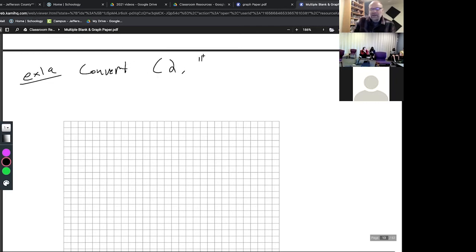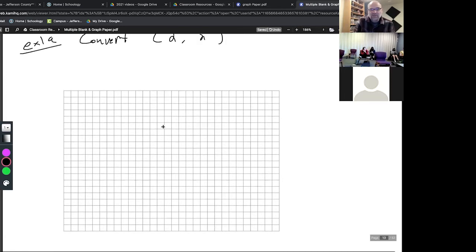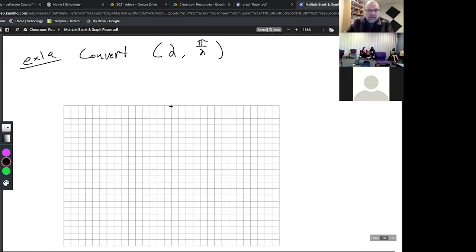I'm going to convert 2 comma pi over 2. So remember that goes the length of 2 in the direction of pi over 2, which is 90 degrees. Okay, I'm going to convert that to rectangular coordinates. Okay, so here's my plane here.